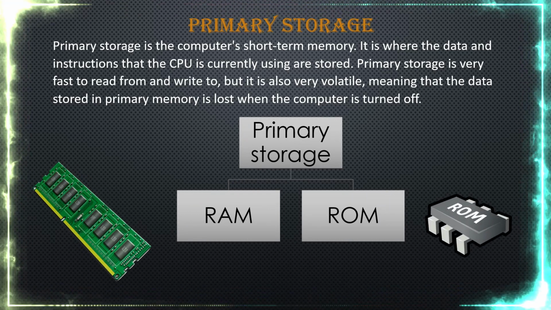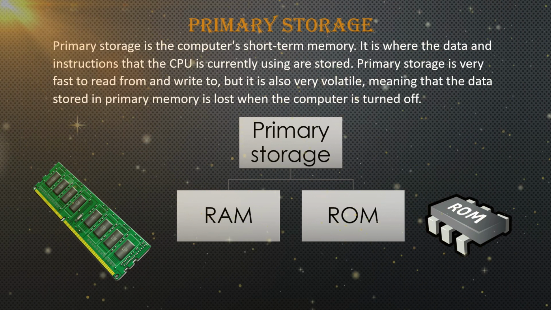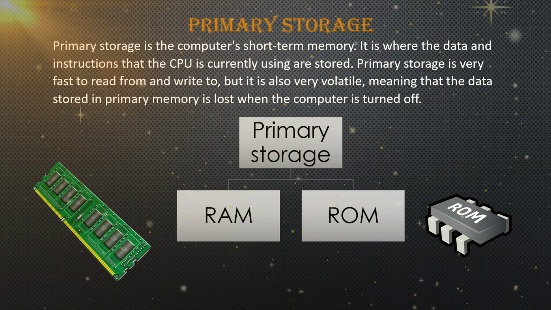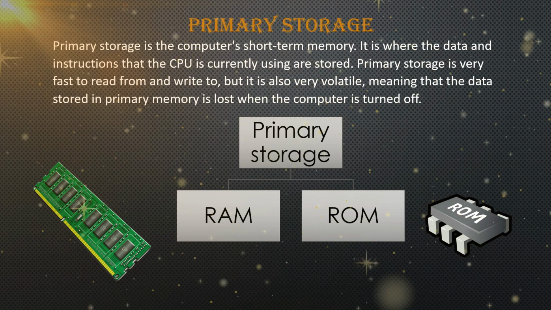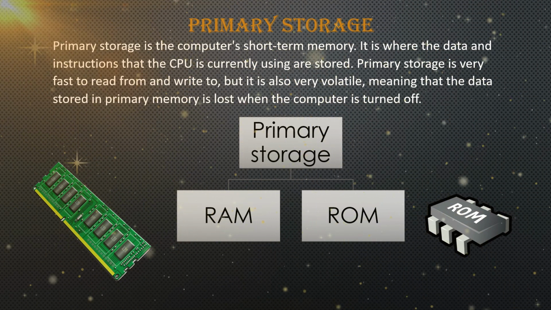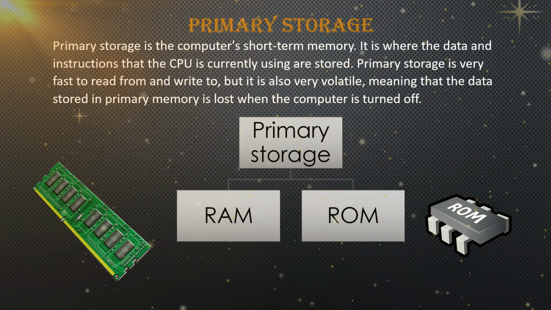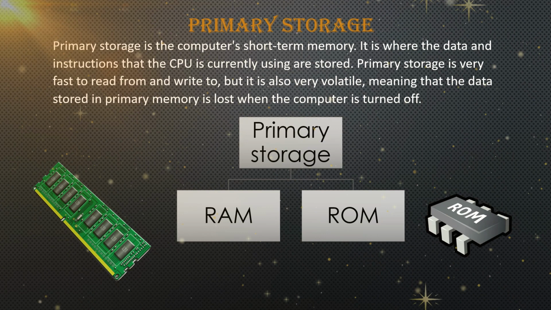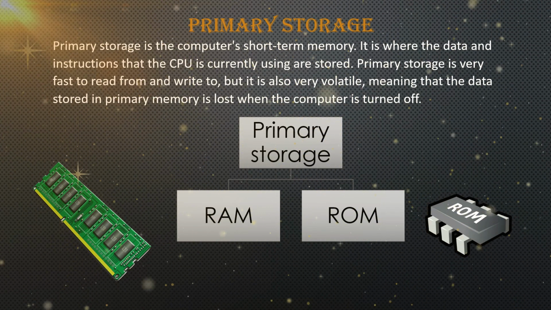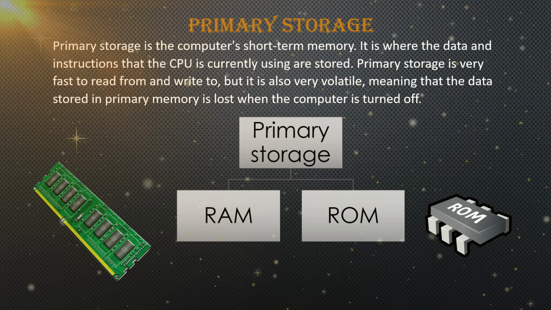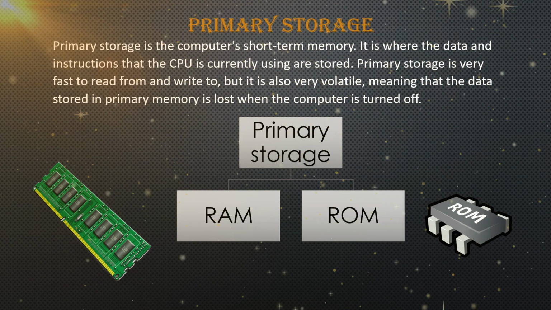Primary storage is the computer's short-term memory. It is where the data and instructions that the CPU is currently using are stored. Primary storage is very fast to read from and write to, but it is also very volatile, meaning that the data stored in primary memory is lost when the computer is turned off.